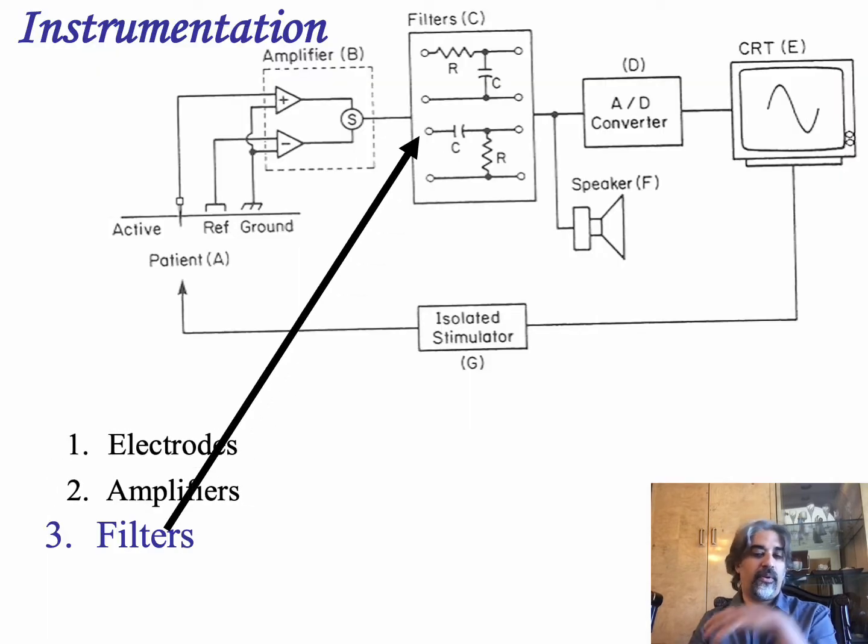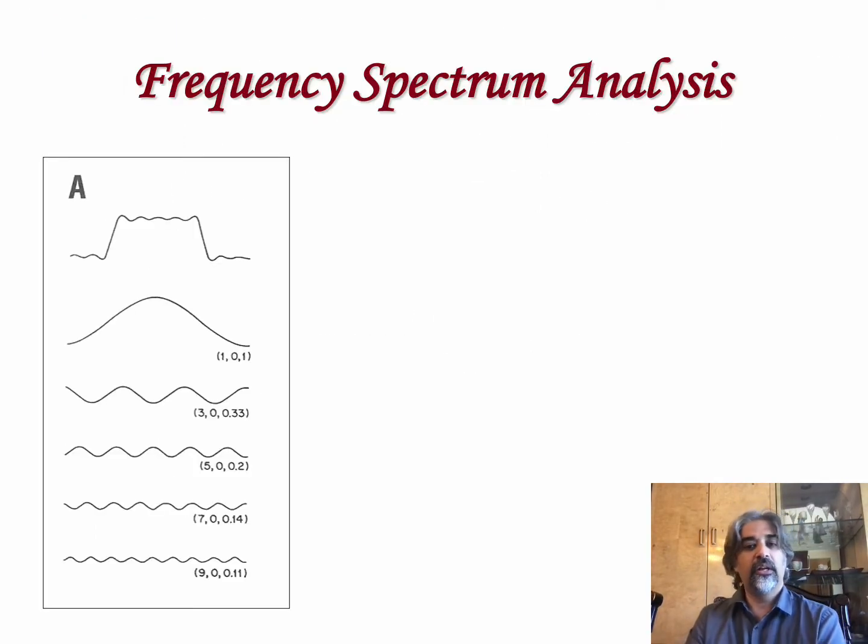So now we've picked up the signal as best we can with surface electrodes as an interface, and fed it to a differential amplifier that has revealed the difference between the two electrodes, and then amplified that. Now we want to take out all the stuff that we don't really care about, and that's done by filters. So the first thing we need to do is understand frequency spectrum analysis.